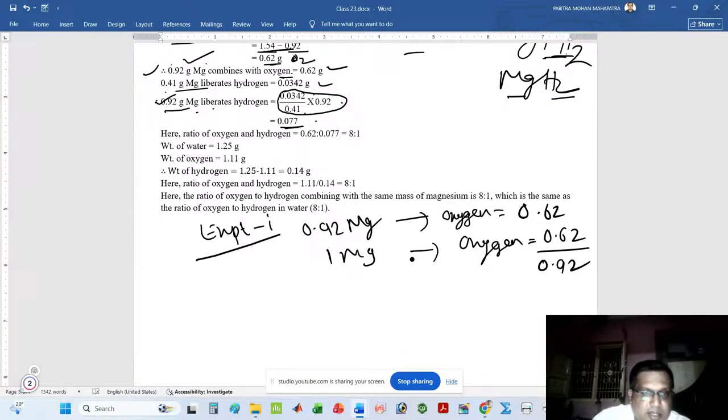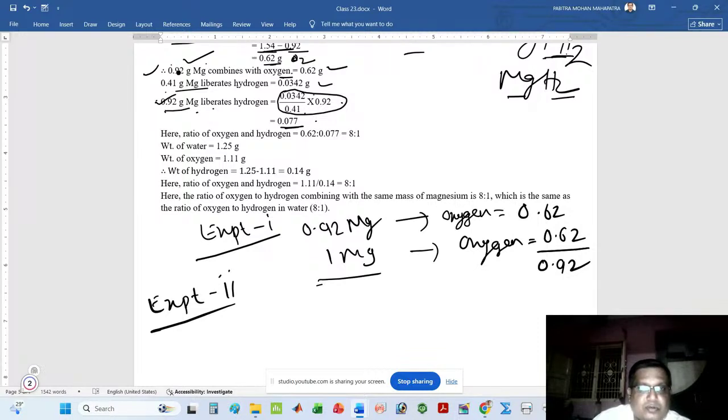In experiment II, it is highly necessary to compare the magnesium with oxygen like this. That means for 1 gram of magnesium, what amount of oxygen is needed. Our target is to maintain the same value. That means here magnesium must be the same in both experiments.